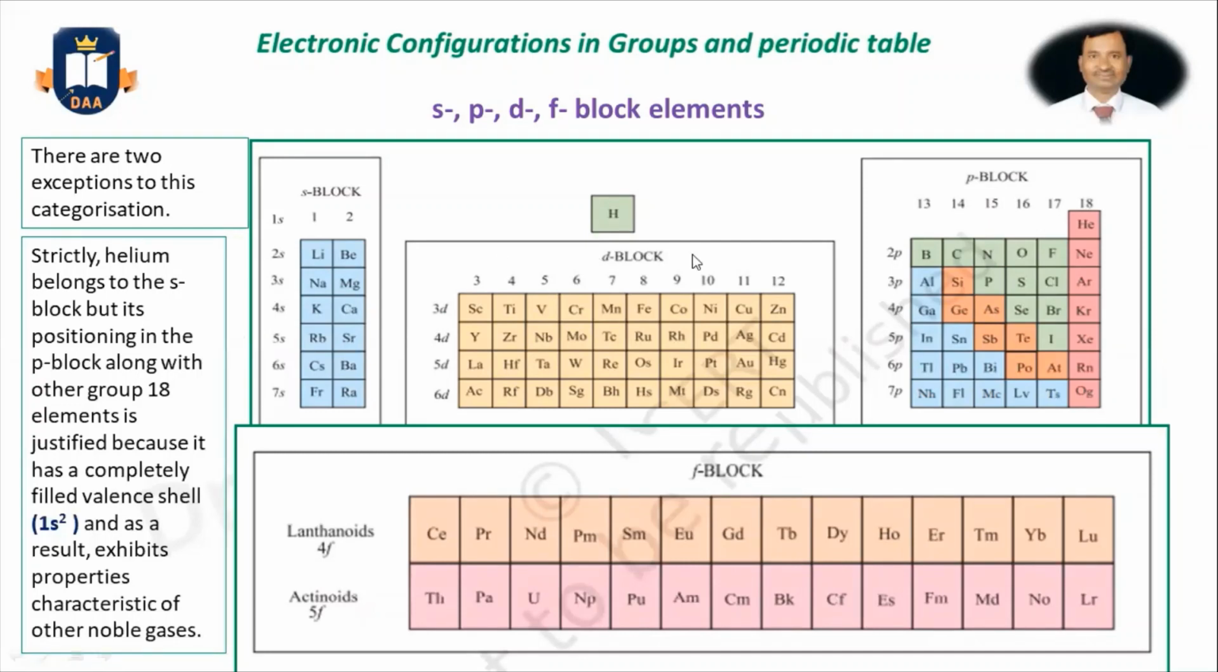There are two exceptions. One is the position of helium and another is the position of hydrogen. So helium, if you see, its character is noble gas, that means it is an inert gas, and that's why it is placed at the top of group 18 along with the other noble gases.